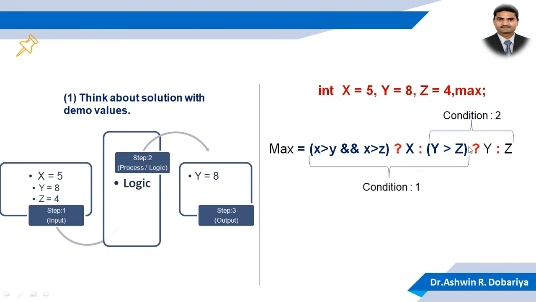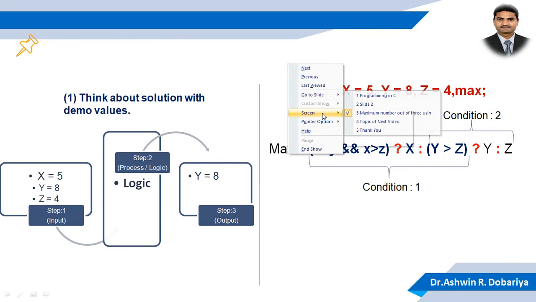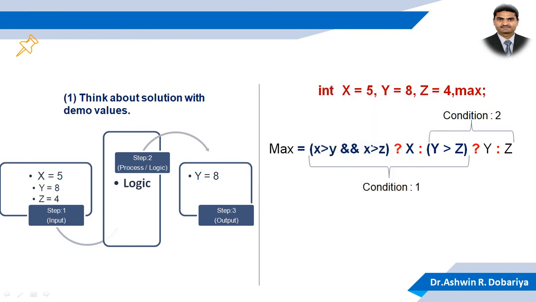But suppose this condition becomes false, it means z is greater. So if this condition is false, then it will execute the part after the colon, and z will be written here. So friends, I am just explaining using this: at a time, either this part will be executed or this part will be executed. If this condition becomes true, then this will be executed, and if the condition becomes false, then this third part will be executed. Now in the third part, again we have mentioned another ternary operator, and whenever we write a ternary operator, again we have to mention three parts.